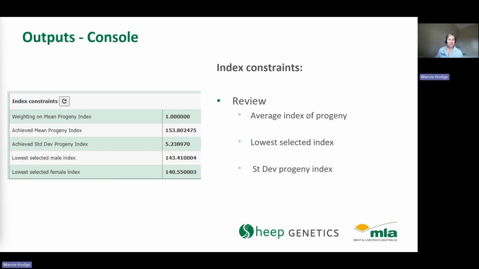The other section to have a look at is the index constraints. So have a look at the average index of the progeny here. Is that high? Is that lower than what you're expecting? Look at the lowest index selected, the highest index selected, just to see what the range is, and then also the standard deviation of the progeny as well, just to see how much you can either tighten that or increase it if you need to.